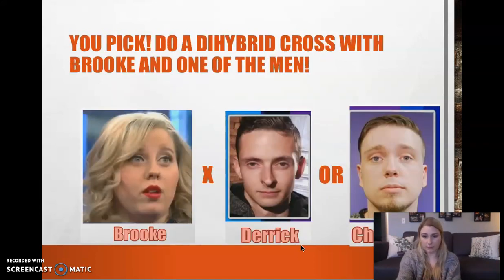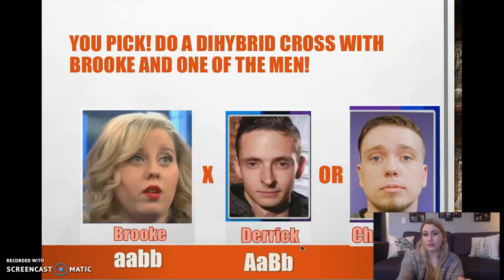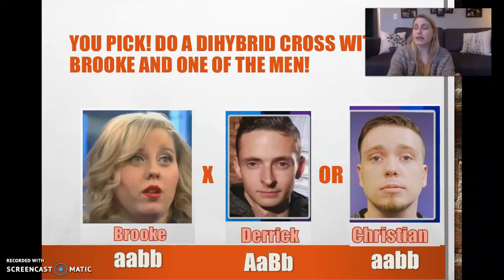I want you guys to try to go through, feel free to pause the video, and do this with Derek, do this with Christian. Brooke has blonde hair, blue eyes, so she is going to be homozygous recessive for the A alleles and for the B alleles. Whereas Derek, he's probably going to be heterozygous for both. And Christian, I know this is kind of hard to see with the video there, he's going to be homozygous recessive for all of them as well.